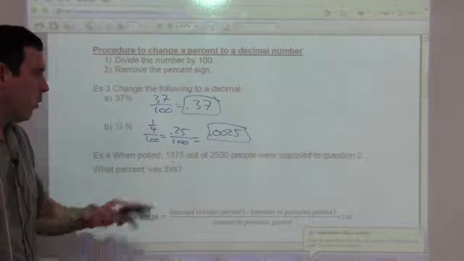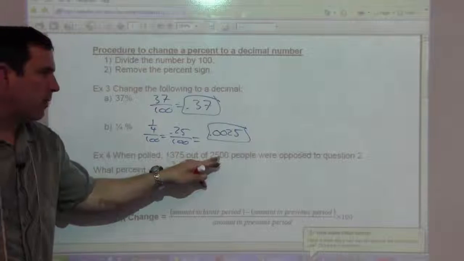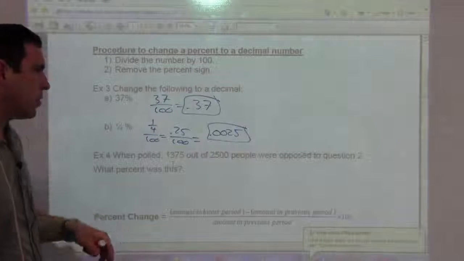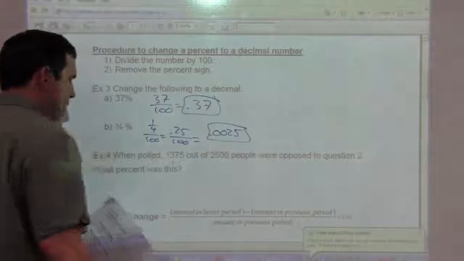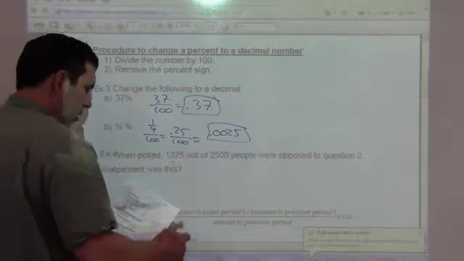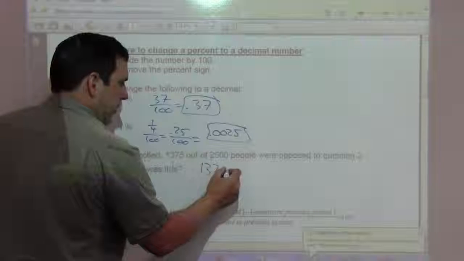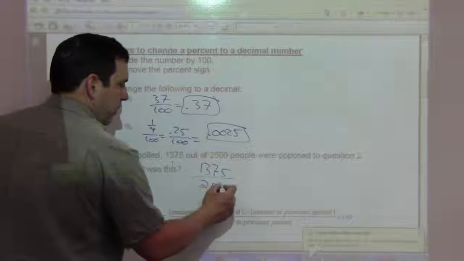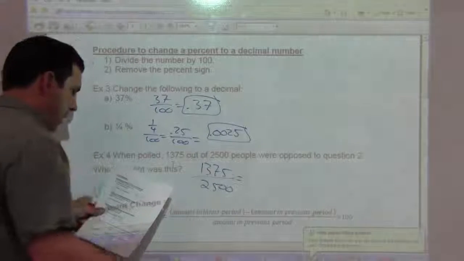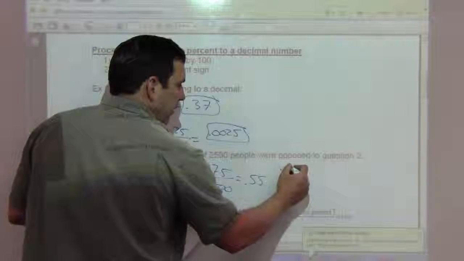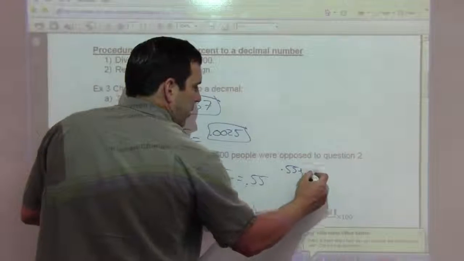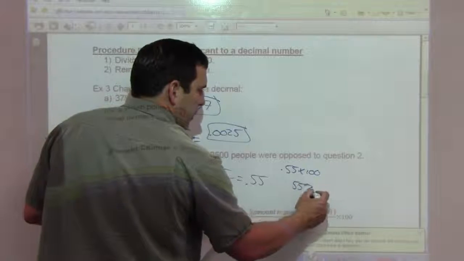When polled, 1,375 out of 2,500 people were opposed to question 2 on the ballot. What was this percent? What percent was this? Okay, 1,375 divided by 2,500. Put it in the calculator. The decimal is 0.55. So 0.55 times 100 is 55%.